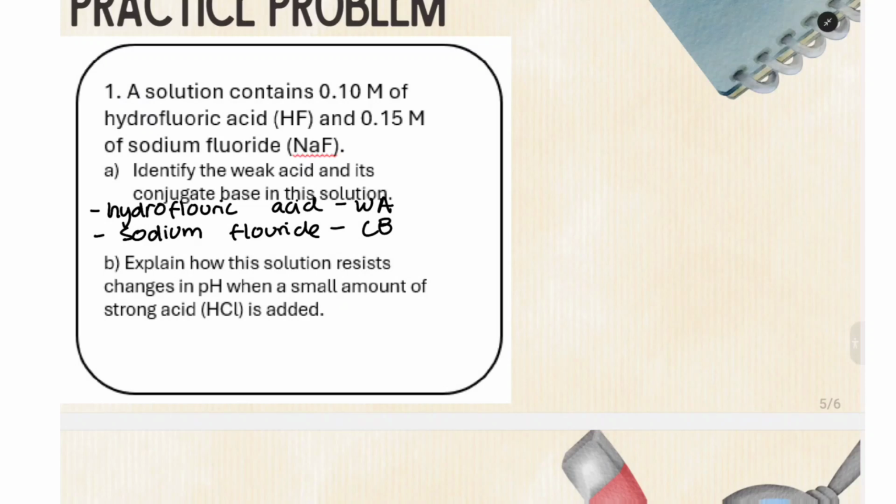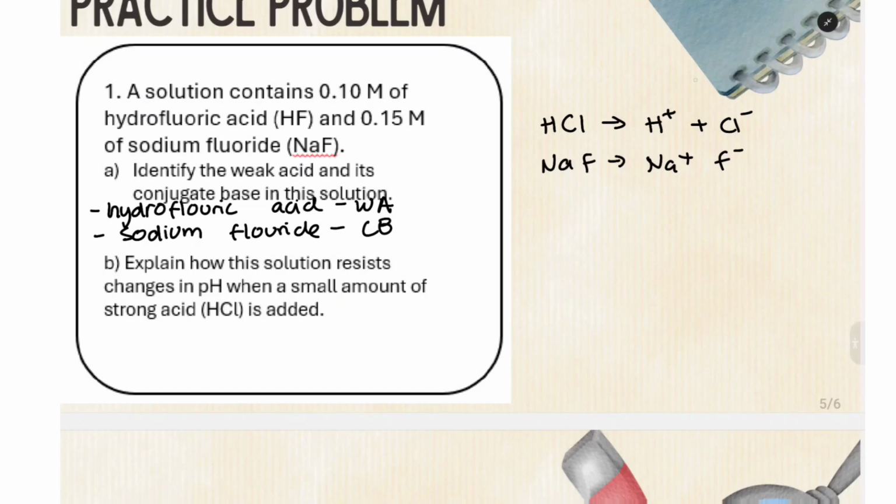So B, explain how the solution resists changes in pH when a small amount of strong acid HCl is added. So basically, an important thing to remember about HCl or any other strong acid is that they dissociate. They are more prone to dissociate. So immediately they will dissociate into H+ and Cl- ions. And sodium fluoride will also dissociate into Na+ and fluoride, F-. Because hydrofluoric acid is a weak acid, it dissociates less.